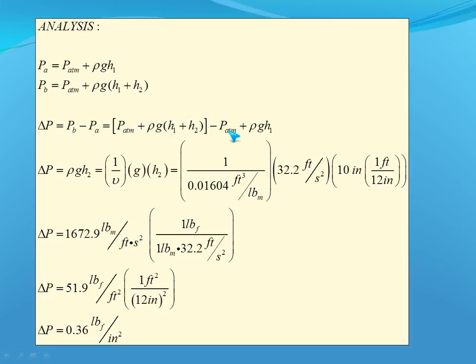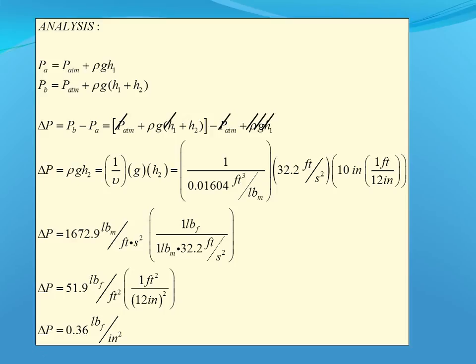If we want to figure out delta P, we just take PB minus PA, and you'll notice we have atmospheric pressure in both of those portions of the equation, right? So positive and negative, those will end up canceling out. We also have density times gravity times H1, and then density times gravity times H2, right? So density times gravity times H1 will cancel off, the atmospheric pressure will cancel off as well, and we're just left with density times gravity times H2. And so here we have delta P is equal to density times gravity times H2.